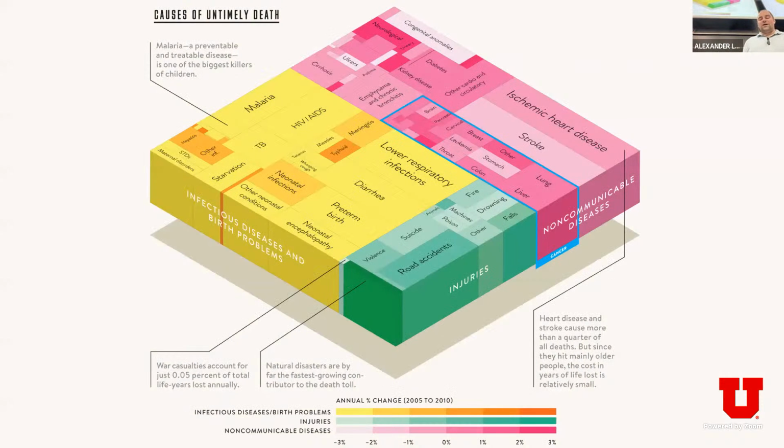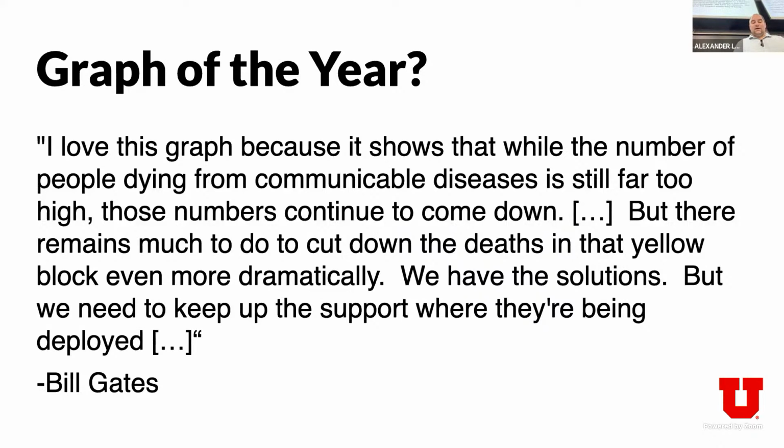I want you to talk about this chart. This is a chart that Bill Gates called out as his favorite visualization, and it shows the causes of untimely death. So what are people dying from before they're supposed to be dying, statistically speaking? It's broken up into injuries, infectious diseases, and non-communicable diseases. I want you to take a look at this chart, but before that, I just want to quote Bill Gates here.